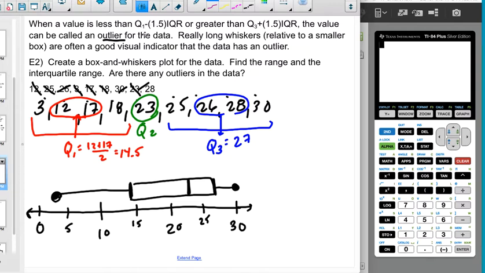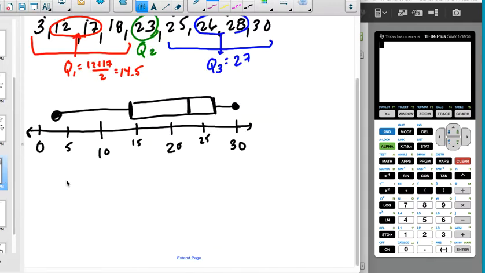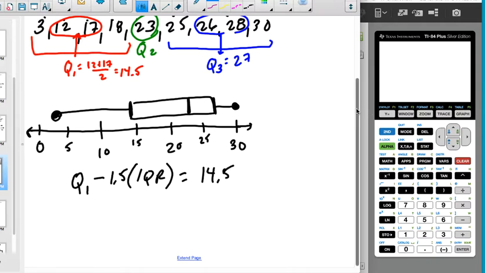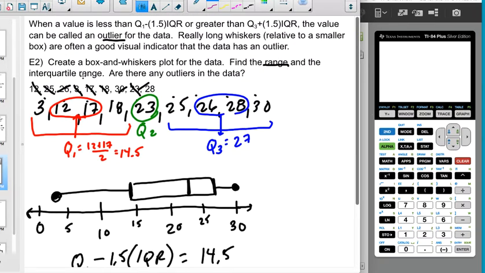So basically anything, remember it's Q1 minus 1.5 times the IQR. That's the cutoff to be an outlier on the bottom end. Well, Q1 is 14.5, right? Oh, and we should probably find, I don't know if I asked you for it, but you should find the range and the interquartile range.